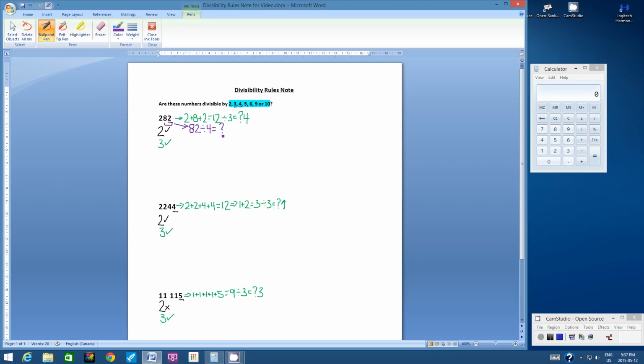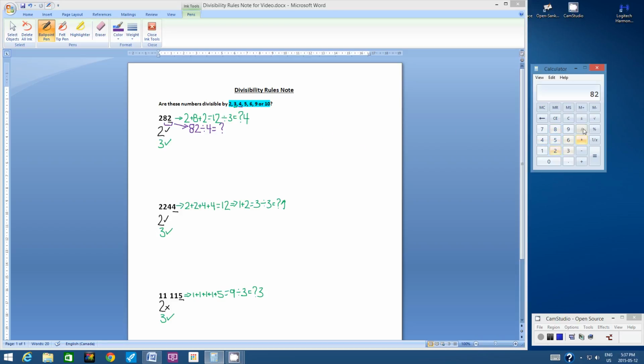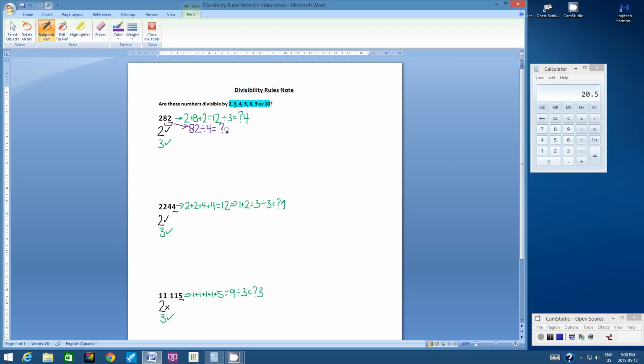All right, so here's where a calculator really comes in handy. I'm going to type it in, 82 divided by 4 equals, and if we get a decimal number, that means that it does not divide equally or evenly. So in this case, this number is not divisible by 4. Let's look at the next example.